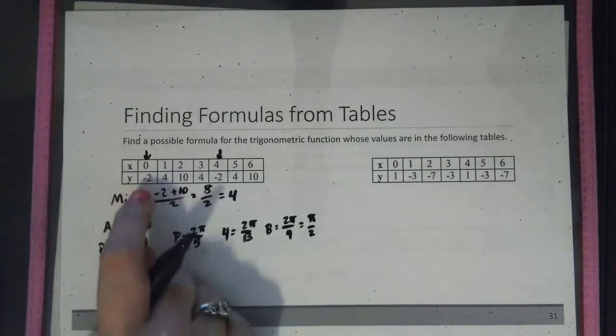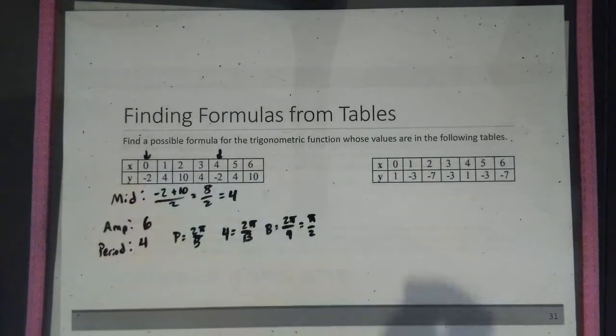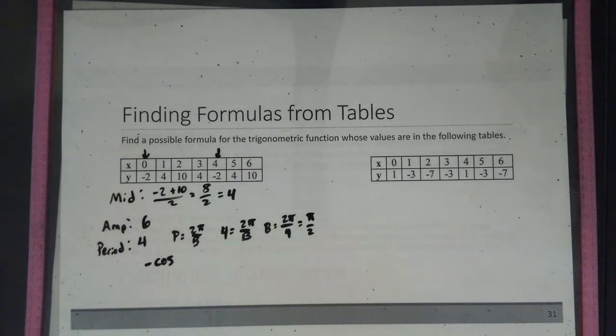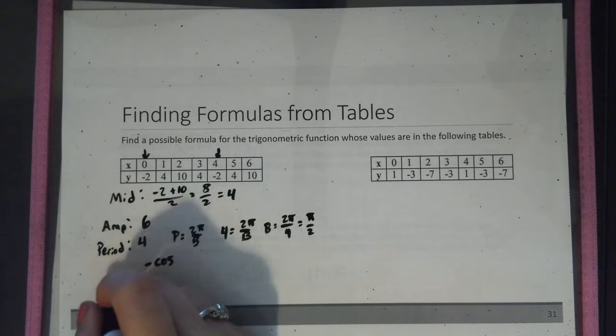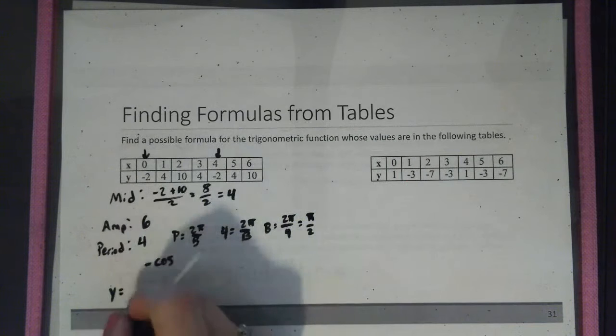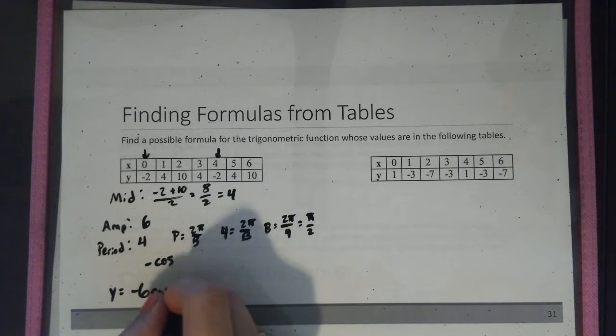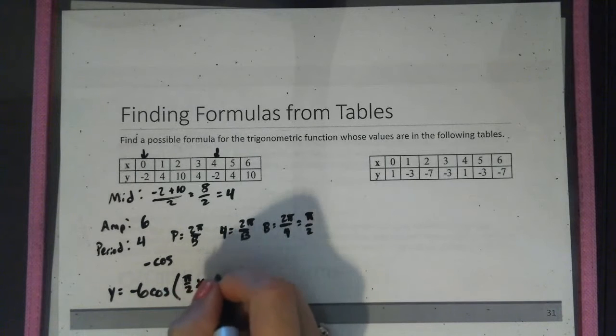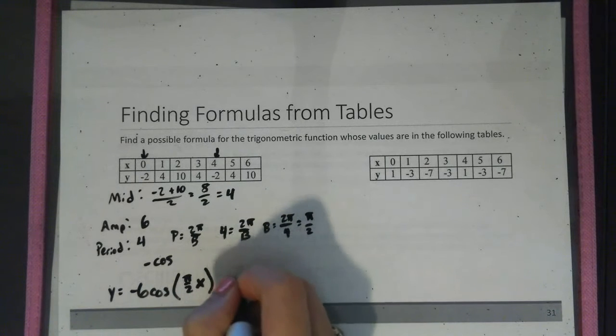We are starting at the lowest part of our graph. We're starting at the bottom. That means we're looking at a negative cosine graph. And that is when x equals 0, so we don't have any horizontal shifting going on. This can be represented by y equals -6 times the cosine of pi over 2 x plus 4.